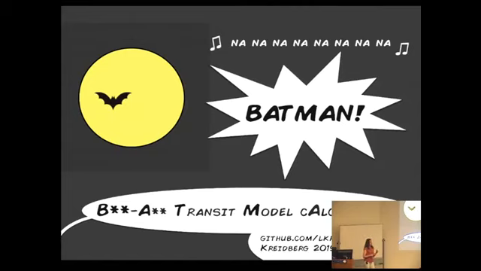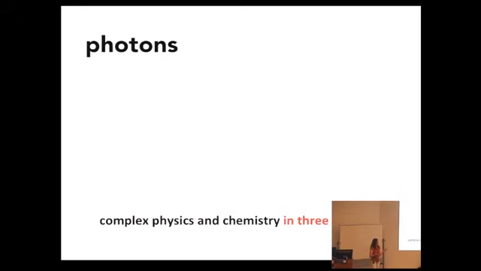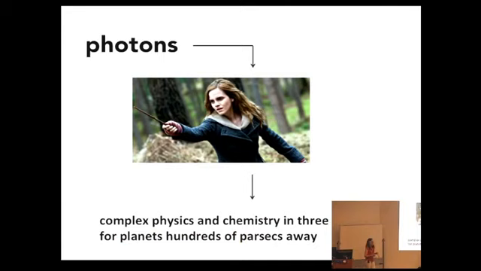It's complex physics and chemistry in 3 dimensions for planets hundreds of parsecs away. And I didn't put this on there, but we also learn about how they formed from these measurements. And the way I do this is by magic. Actually, no, really what happens is I email my client a lot. I'll just leave that there for a minute.